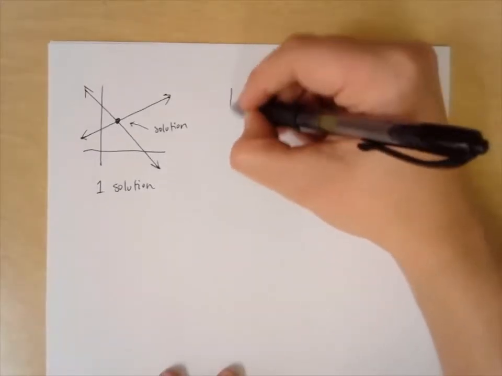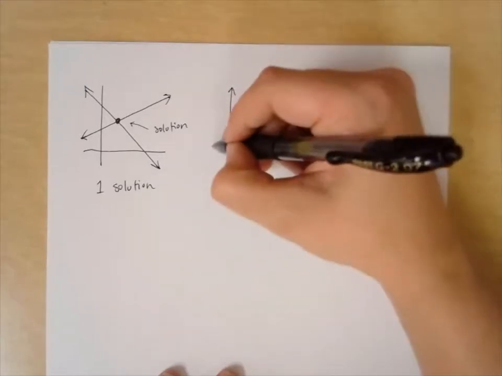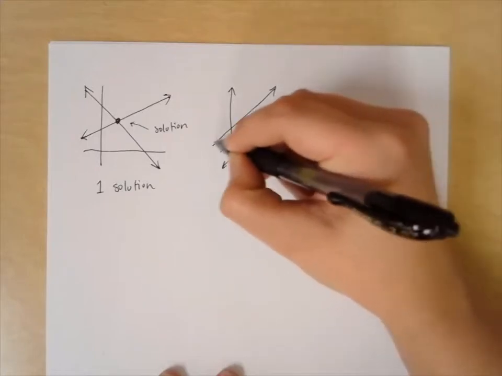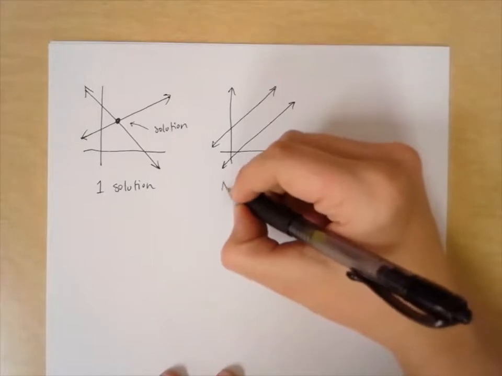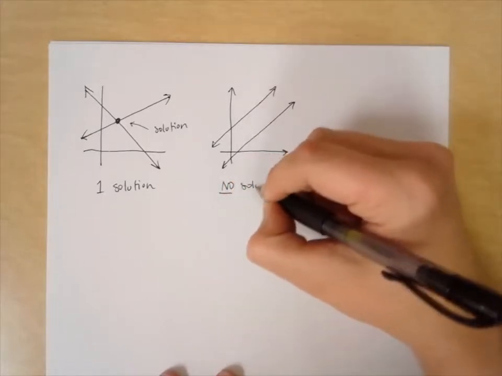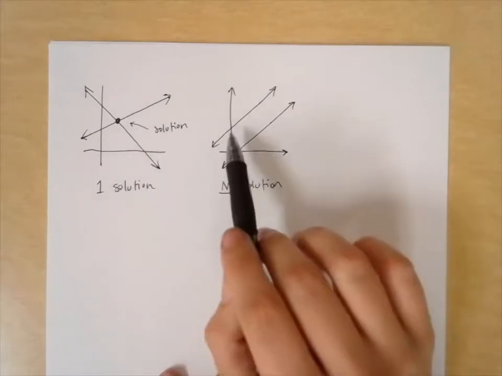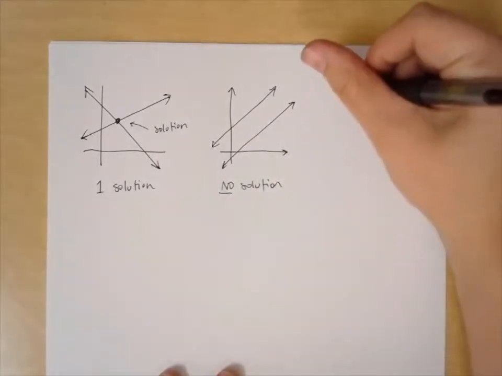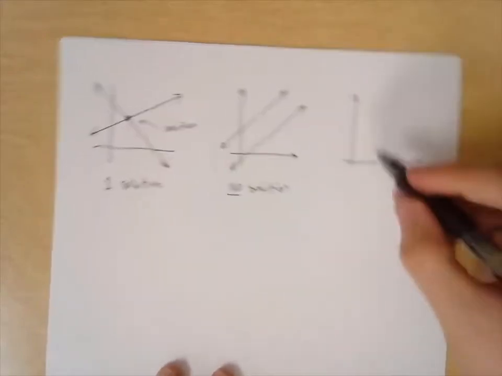What else we could have is a set of lines that never cross each other, right? Perfectly parallel lines. What we would say here is that there are no solutions, because there's never going to be a point where these lines cross each other. There are no solutions.